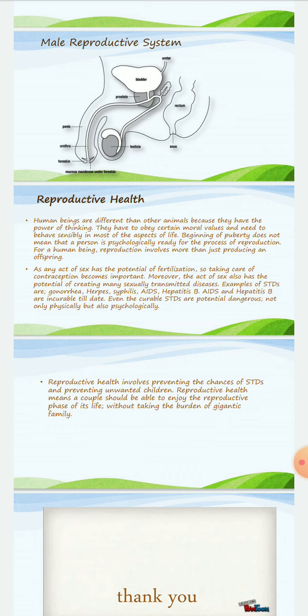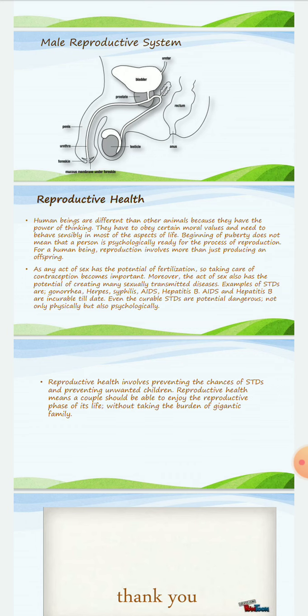So humans are a different species. Humans are a species which uses its brain, so it has the power of thinking. In this topic, what we mean to say is that we need to understand the importance of the responsibility that comes with puberty. When an individual has the ability to reproduce, there is certain responsibility to it.